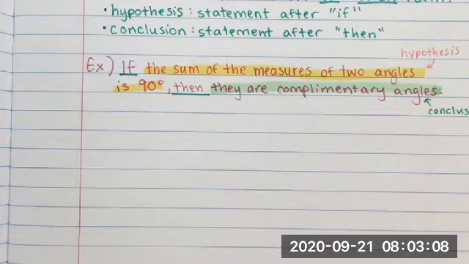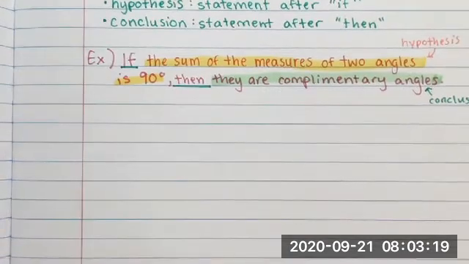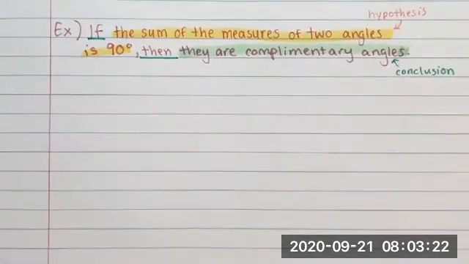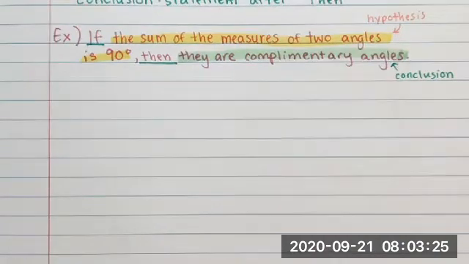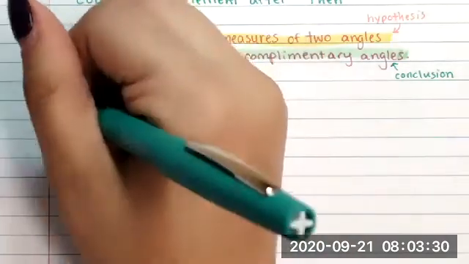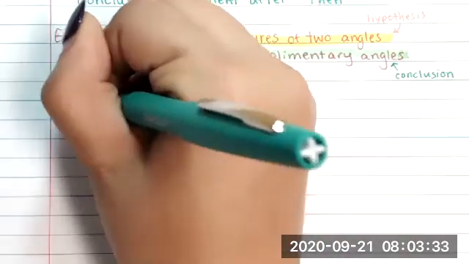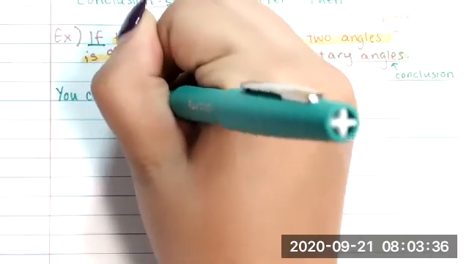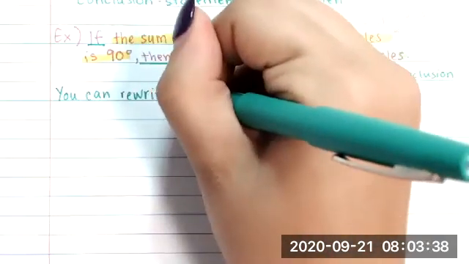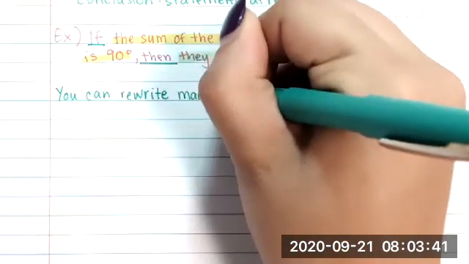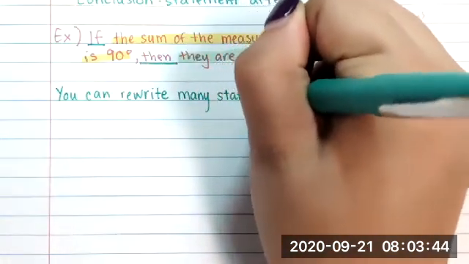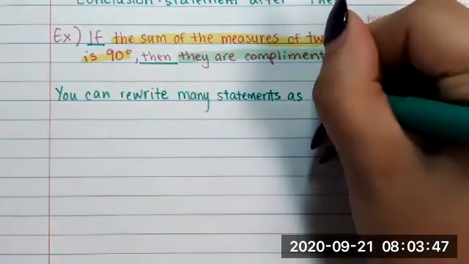So you can rewrite and move around conditional statements in many forms, many variations. Oh, but real quick, I forgot a little bit from my notes. So we're going to practice rewriting a statement as a conditional statement. So that's kind of what I just did over there. So you can rewrite many statements as conditionals.